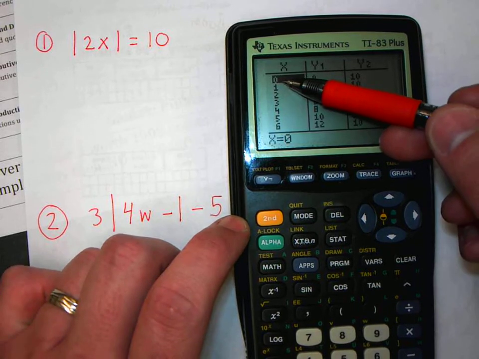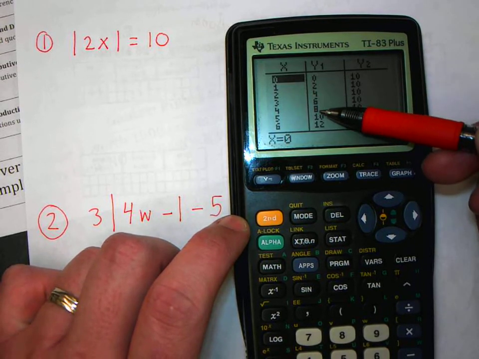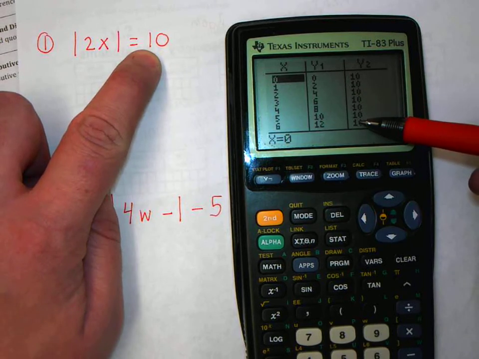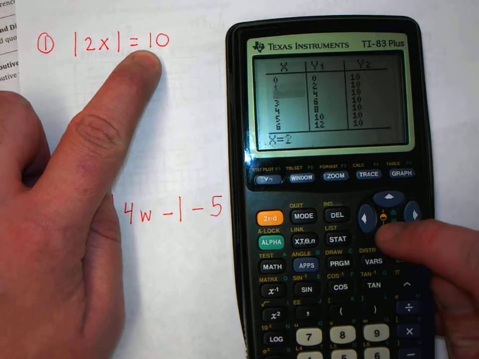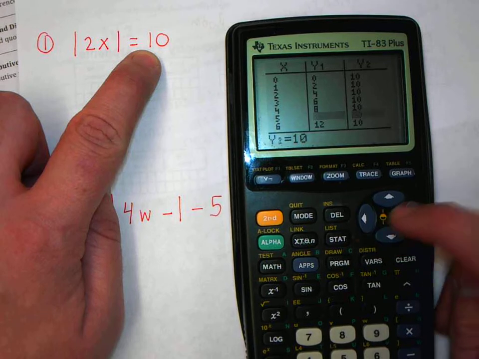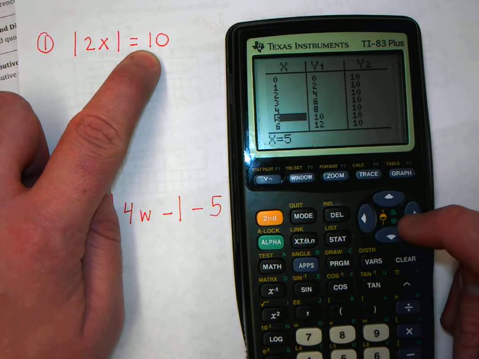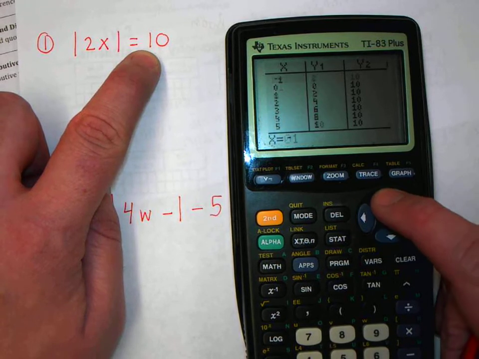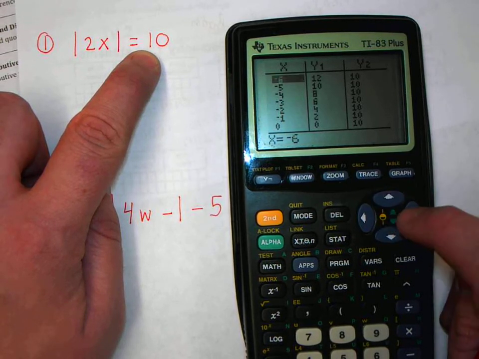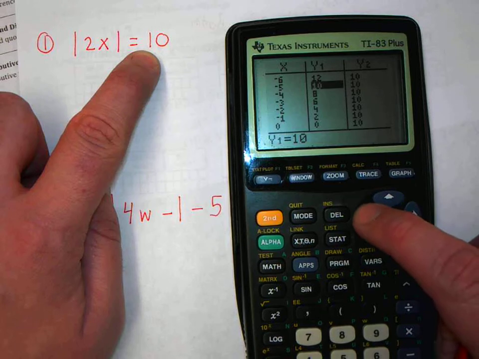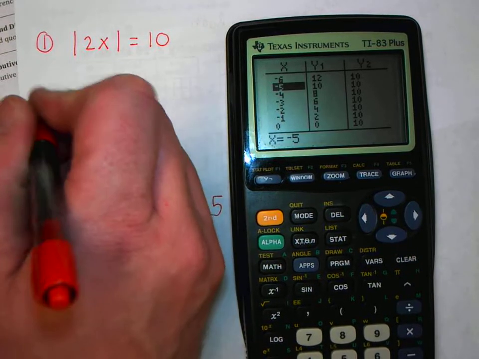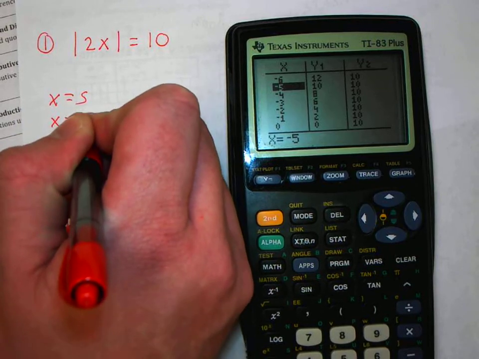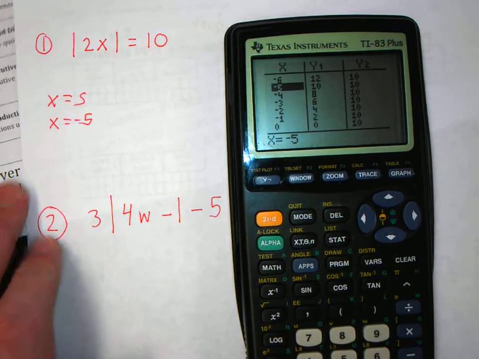This is my x value. This is what I put in the first one, absolute value of 2x. This is what I put in the second one, 10. I just need to see when they're equal. They're equal right there. So that's x equals 5. And if I go up some, they're equal there at negative 5. So my answers are x equals 5 and x equals negative 5.